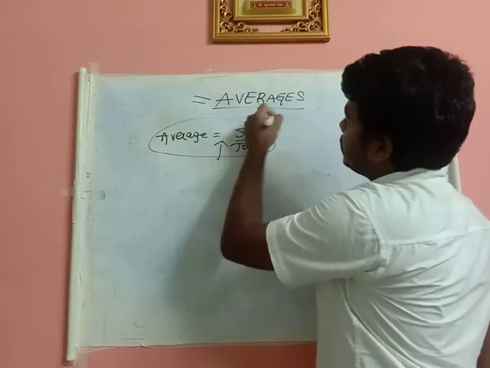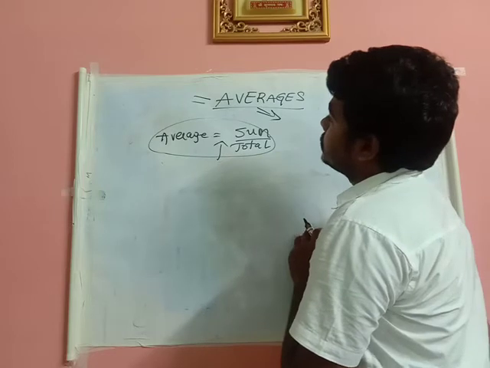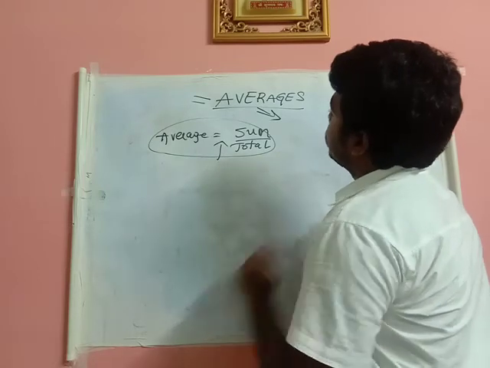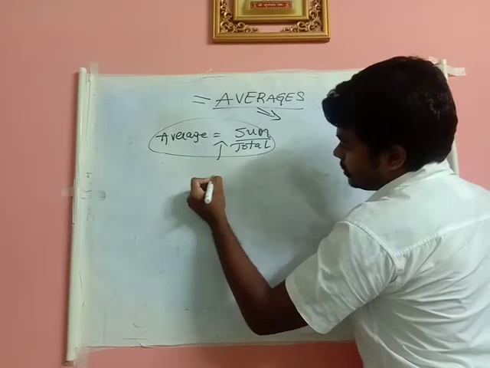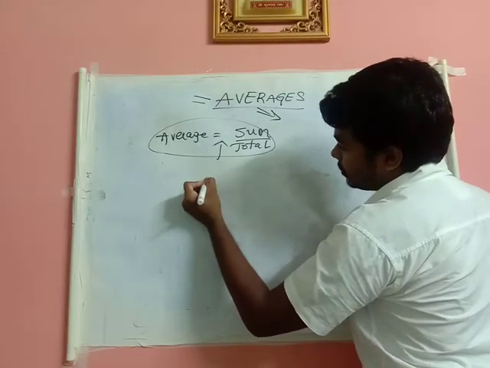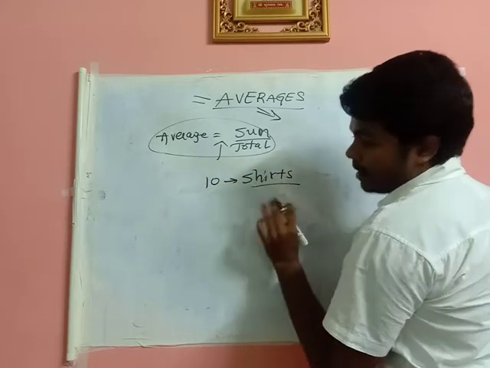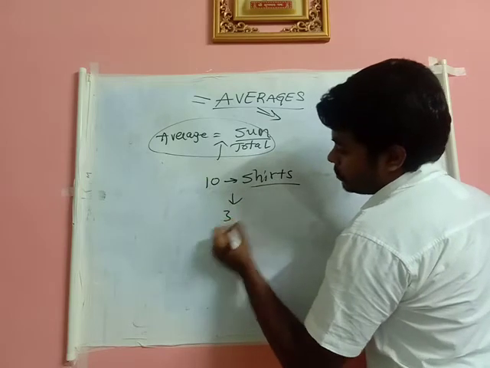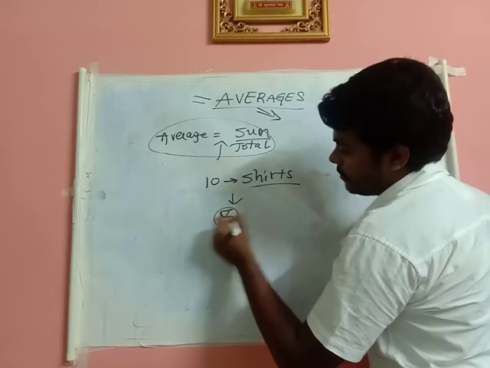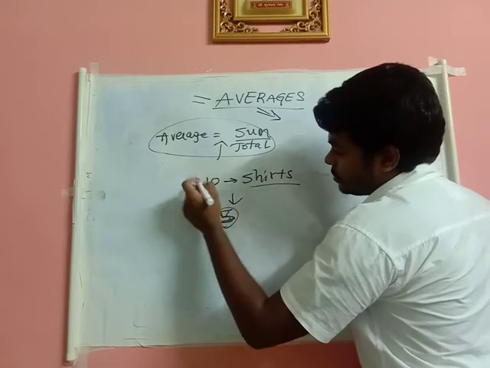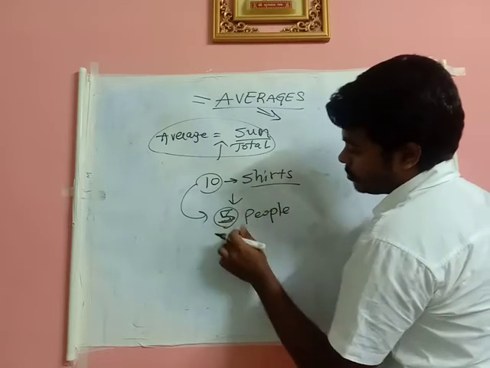But initially we should get the definition of average. So how can we get the definition of average? See, let me tell you. I'm having 10 shirts. Let me assume that I'm having 5 people. Now I have to distribute these 10 clothes to these 5 people.